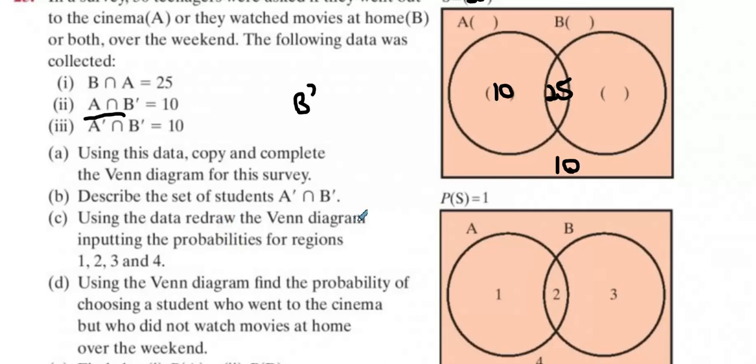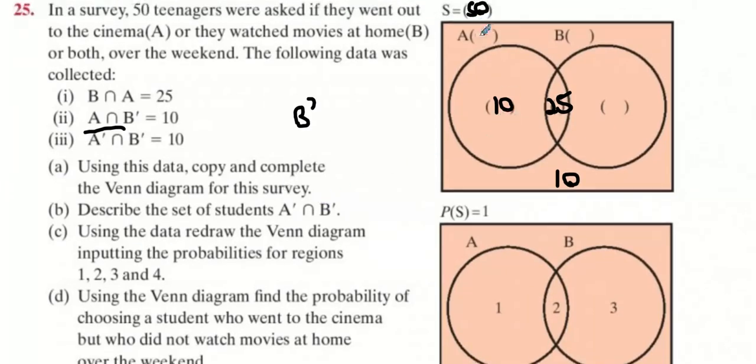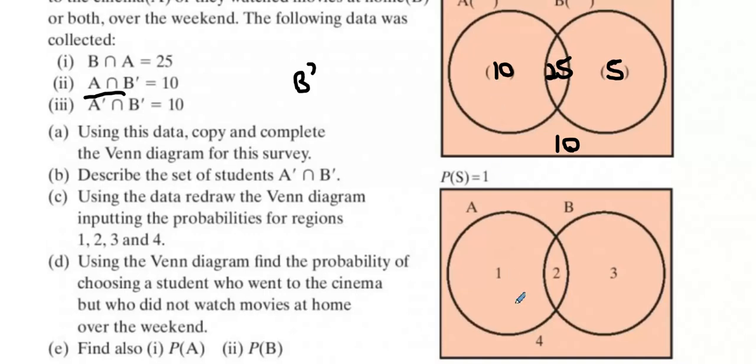Using the data, redraw the Venn diagram, inputting the probabilities. Okay, we have to do the probabilities now. So 10 out of 50. Oh, wait a second, I'm not complete yet, am I? It is 5 because it has to add to 50. Okay, now let's do the probability. 10 out of 50 is 1/5. 25 out of 50, 1/2. 5 out of 50, 1/10, and 10 out of 50, 1/5.